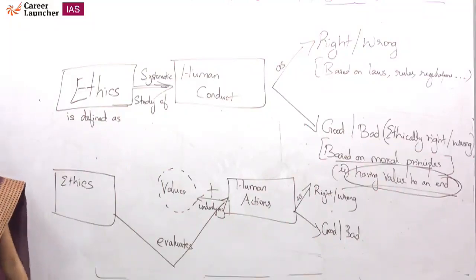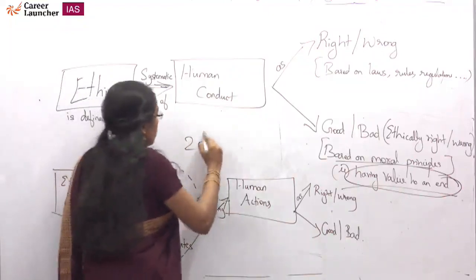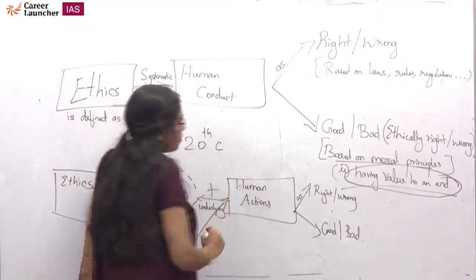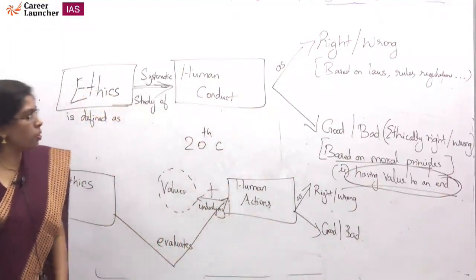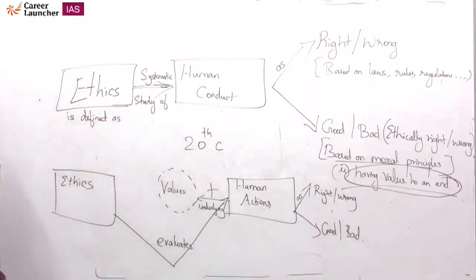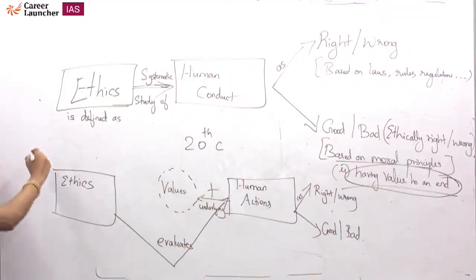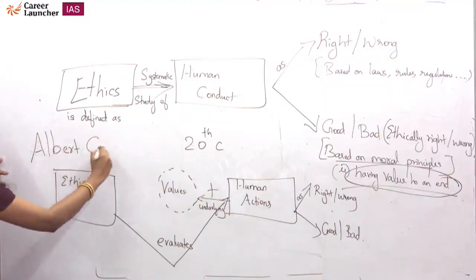The 20th century philosopher, she is talking about Yudhishthir. Somebody has given that, she is talking about the Yudhishthir and Ashwatthama story, right? So, just start writing. The 20th century philosopher, Albert Camus. See, these are some names you have to mug up and use when you are writing answers. Albert Camus.